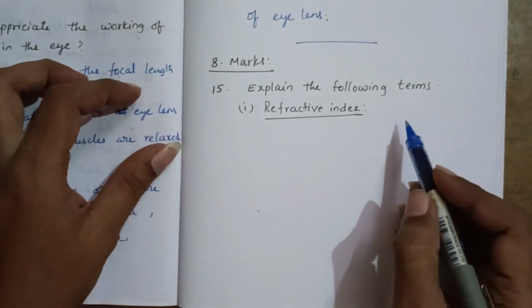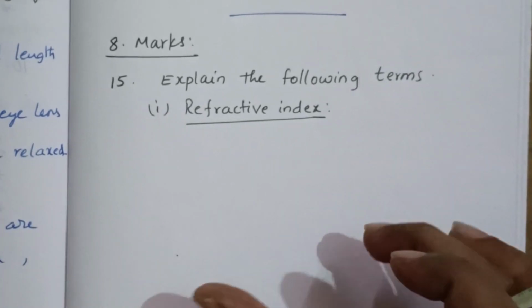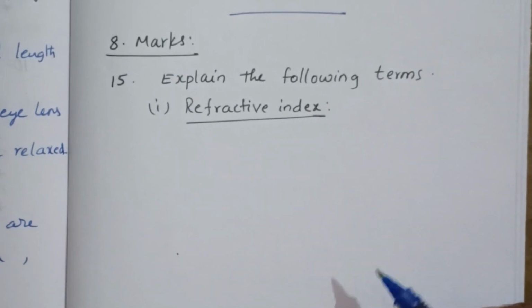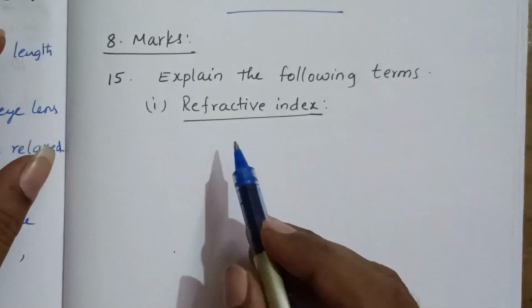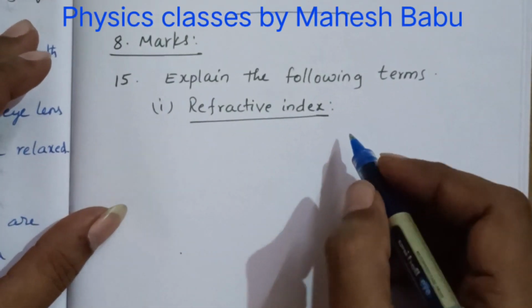Next question. Explain the following terms. Four definitions they will give, and we should write the answers. Now the first one is refractive index. What is the definition for refractive index?